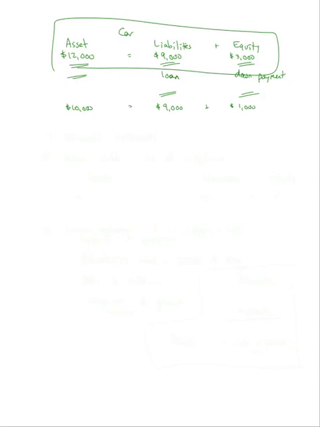This equation must always be in balance. Assets must always equal liabilities plus equity. If that doesn't happen, you have done the accounting incorrectly. That's reassuring in the sense that if you find yourself out of balance, you always know you've got somewhere to look to find an answer. So that's the basic accounting equation: assets equal liabilities plus equity.